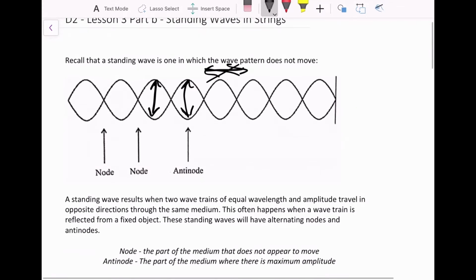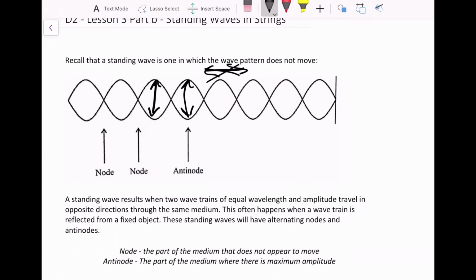And these standing waves result when you have two wave patterns that have the same wavelength, same frequency, same amplitude, and they're traveling in opposite directions. Most of the time you will see this when you have a reflection off an object, although like in air columns, you don't necessarily need something at the end to cause the reflection.